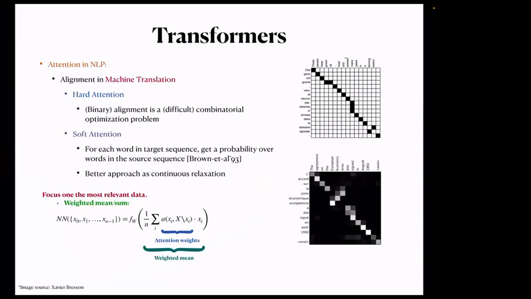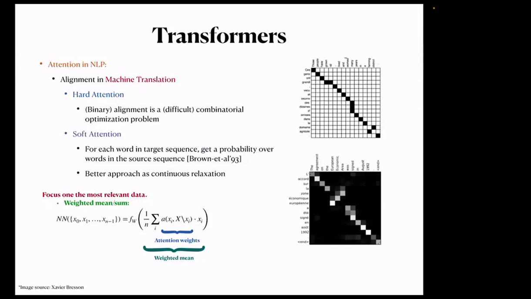So talking about transformers, they come from NLP. There is a problem called alignment in machine translation. When we are translating one sequence of tokens in one language into another sequence of tokens in another language, we want to understand what token in the source corresponds to what token in the target. But this is a hard attention problem, and it's combinatorially difficult.